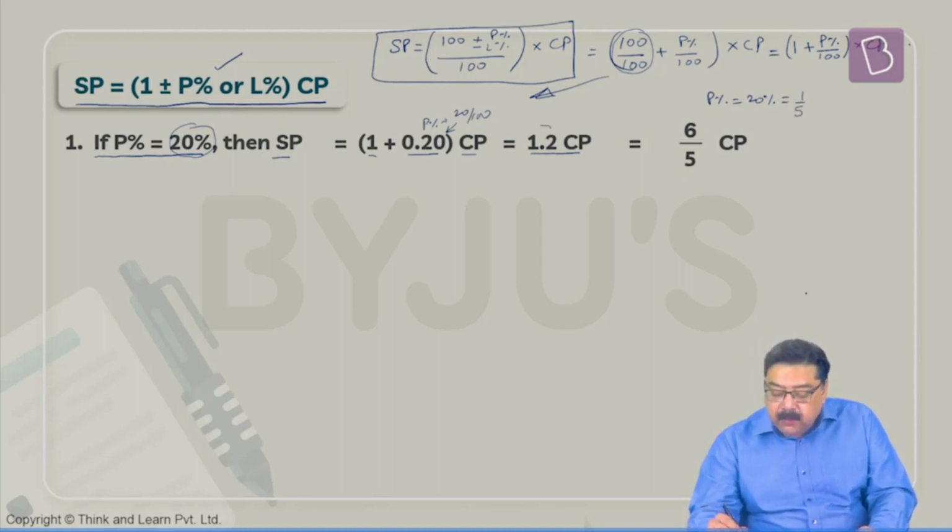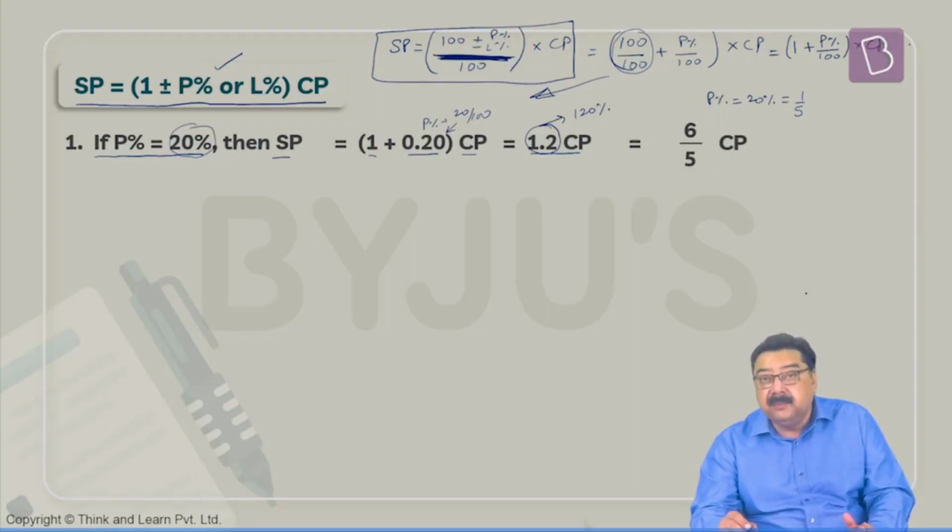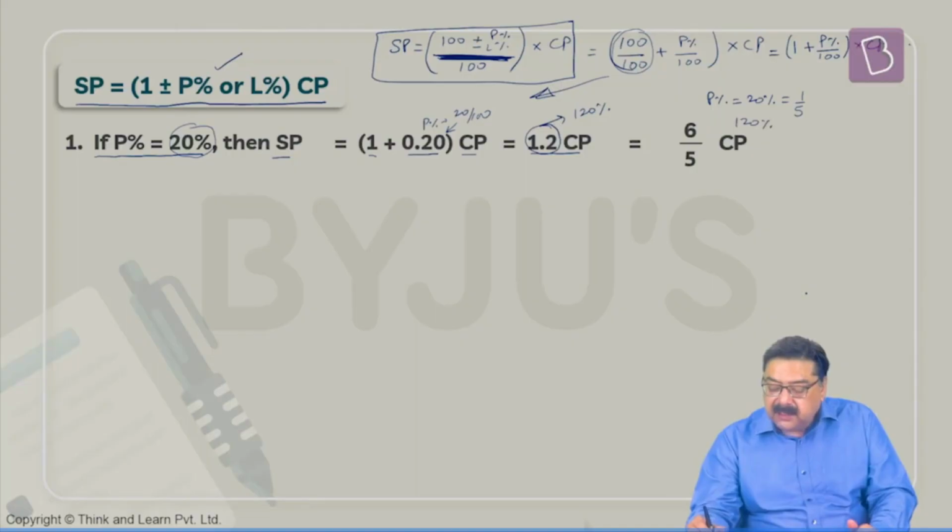So this 1.2 times actually is nothing but 120%. This particular part, if you see 100 plus profit percent, 100 plus 20, that is 120%. So 120%, if you need to find out, you just need to add the denominator to the numerator so that it becomes 6 by 5.